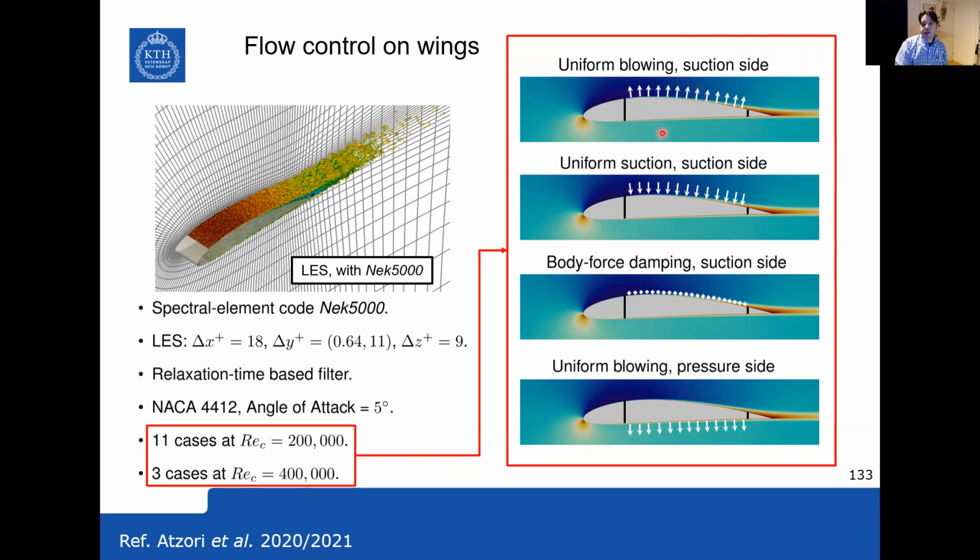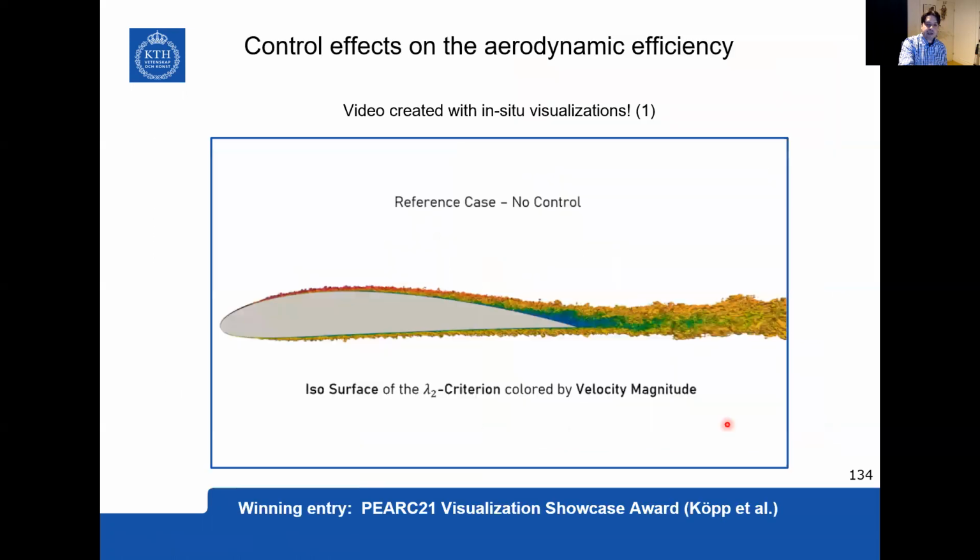So what we did is we implemented different control schemes, uniform blowing, for instance, uniform suction. We had a body force damping, which just aims at killing turbulence close to the wall. And then we also have blowing on the lower side. Now, I don't have time to go into details of what really happens and how the friction is really affected by these four different methods.